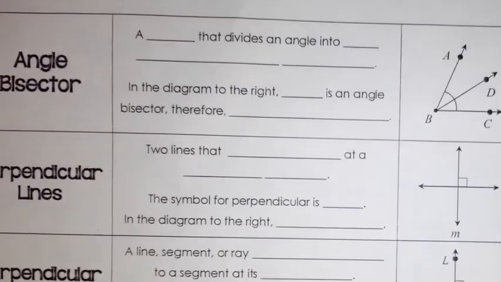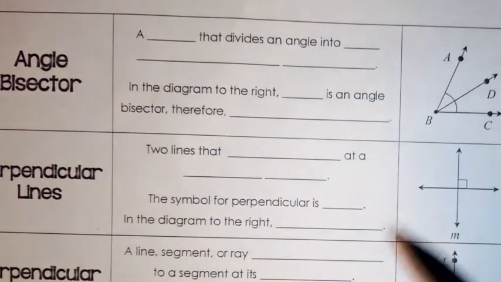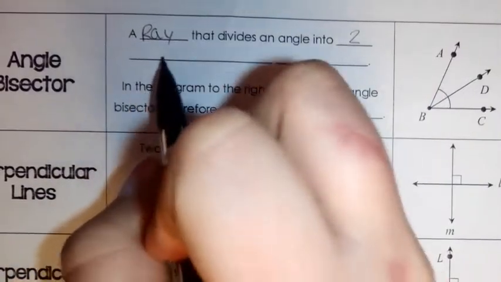If you remember, we talked about segment bisector on the last notes. So this is an angle bisector. It does the same thing. It cuts an angle in half. So a ray that divides an angle into two congruent angles.